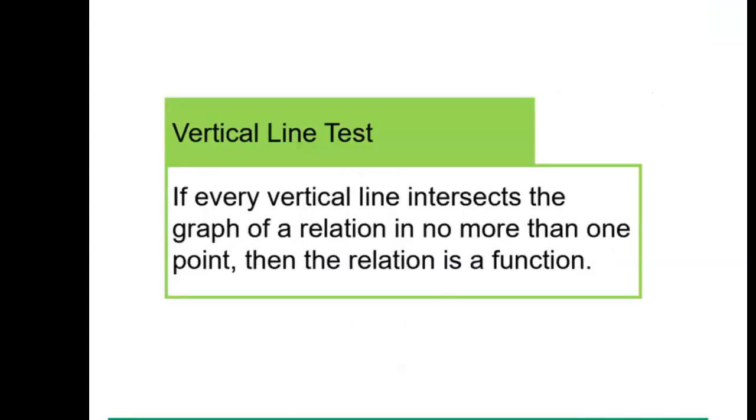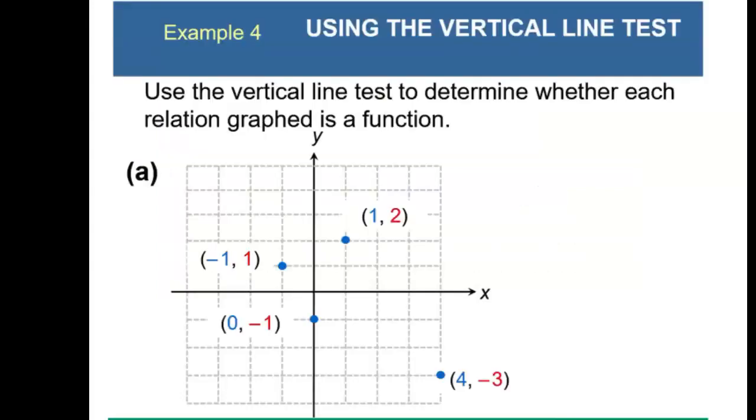Okay, and so next we'll talk about the vertical line test. If we're asked to determine whether a relation is a function, we can simply draw a vertical line. So if the vertical line meets the graph in at most one point, then that relation is a function. If you can find a vertical line that meets the graph in more than one place, then the graph is that of a relation, but it's not a function.